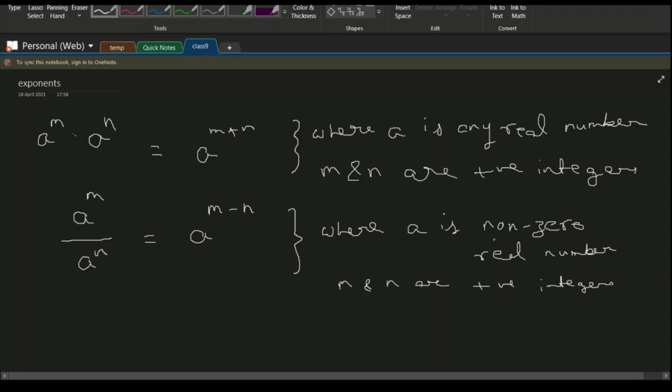So why is the difference coming here? Like where a is, we are putting an extra condition: a is a non-zero real number. And the reason behind that is here a is in the denominator, right? And we don't want to divide by 0, right? What happens when we divide something by 0, like 1 by 0 or 2 by 0? Then this quantity becomes infinity.